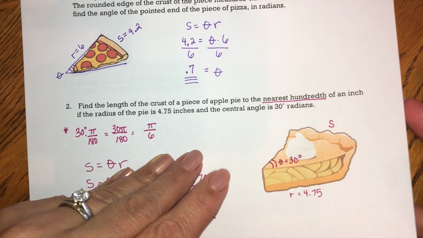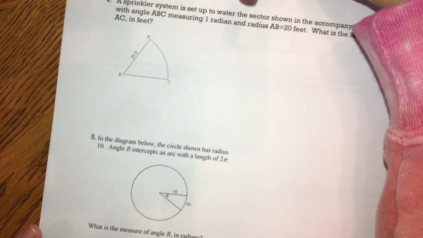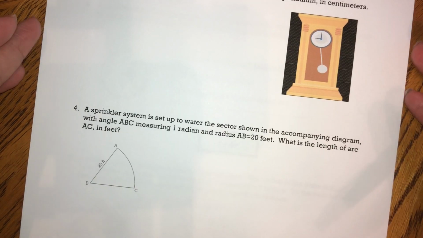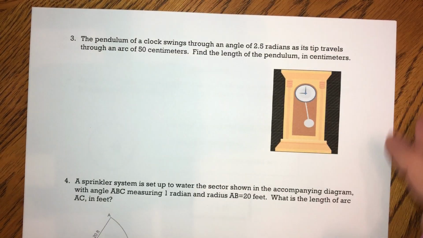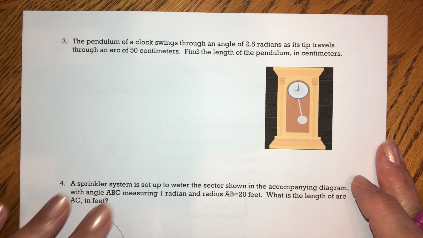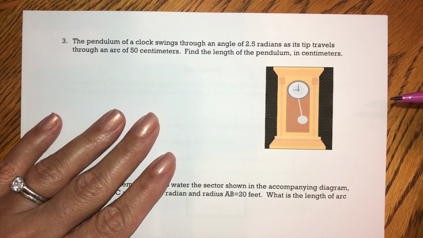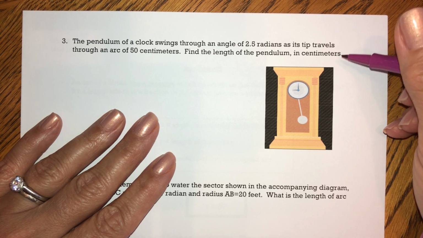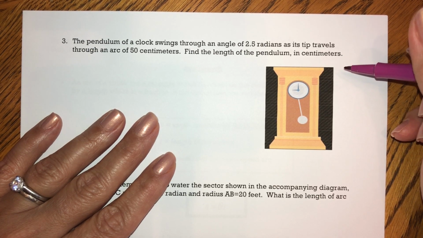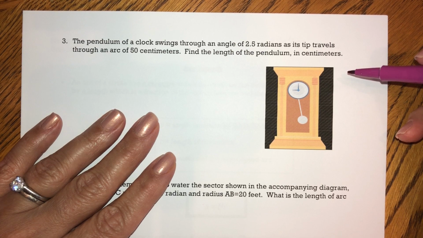I'm just going to go through a few more sample problems for you. These are very straightforward, as long as you realize that what you're talking about is that central angle in a circle. So this problem here tells us about the pendulum of a clock swinging through an angle of 2.5 radians as its tip travels through an arc of 50 centimeters. Find the length of the pendulum in centimeters.